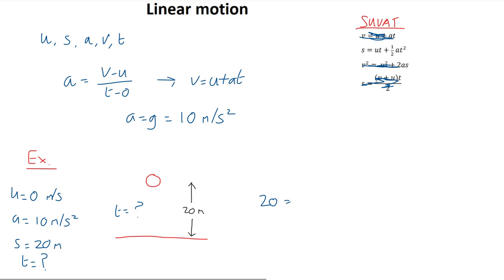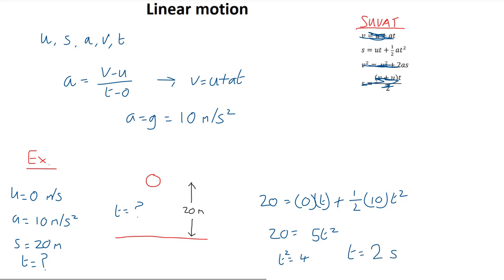Therefore, s, which is 20, equals ut, that's 0 multiplied by t, which is what we're looking for, plus a half a, the acceleration due to gravity, which is 10, multiplied by t squared. Therefore, 20 is equal to 0 plus a half 10t squared, or 20 is equal to 5t squared. Doing some rearranging, we get t squared is equal to 4, or t is equal to 2 seconds. That means it takes this object 2 seconds to fall the 20 meters.